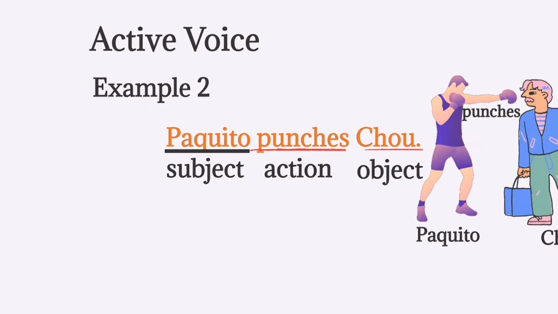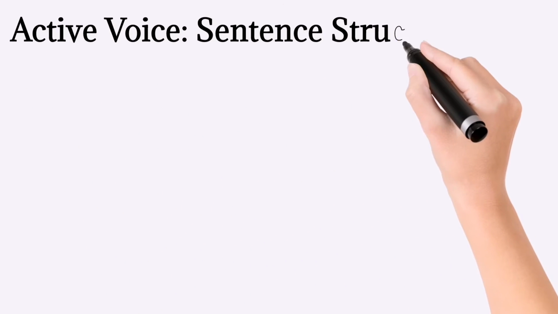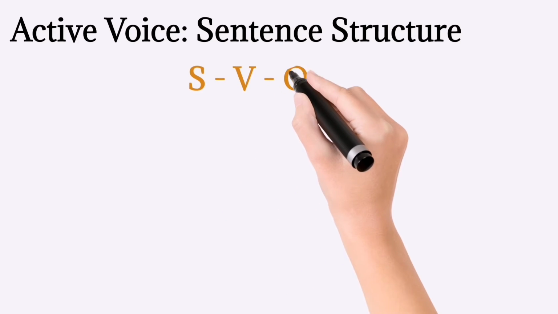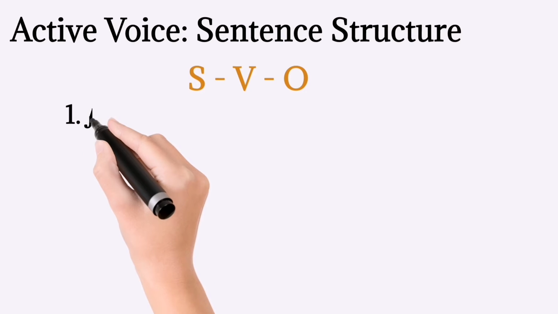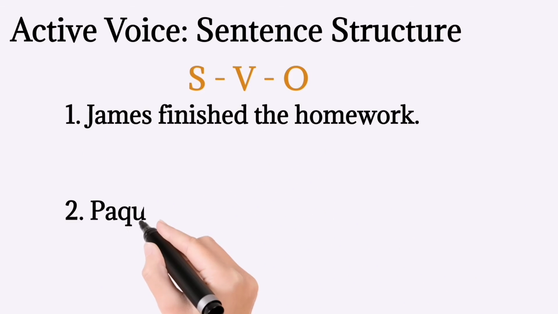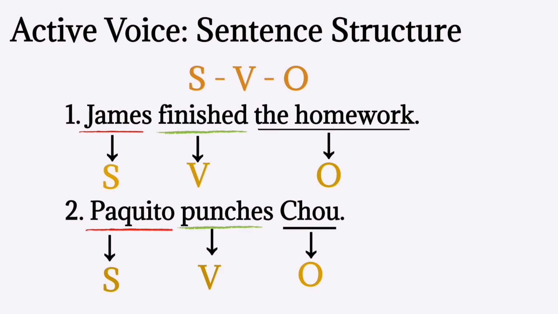In terms of sentence structure or how active voice is constructed, active voice usually follows the basic sentence pattern, SVO, or subject, verb, object. Let's bring out the given examples to illustrate this. James finished the homework. Paquito punches Cho. The subjects are James and Paquito, while the verbs or actions are finished and punches. And last but not the least, the receivers of the action, or known as object of the sentence, are homework and Cho. Alright, I guess that's all for the active voice.